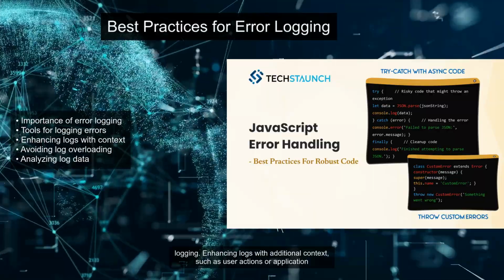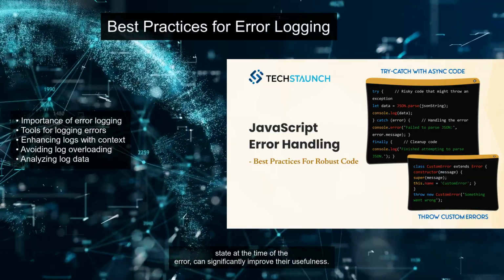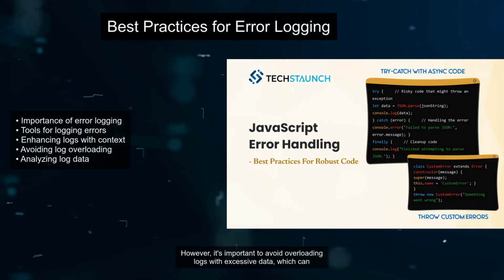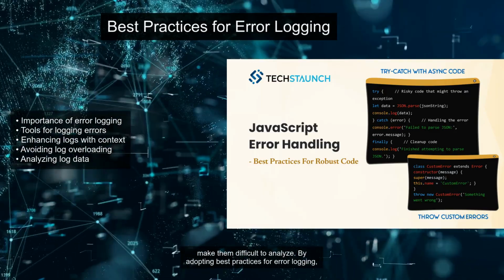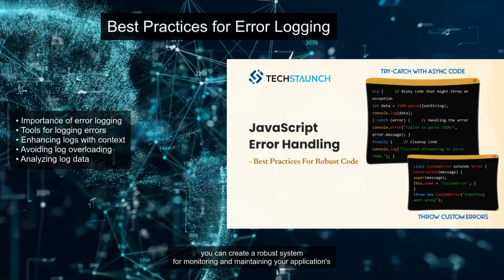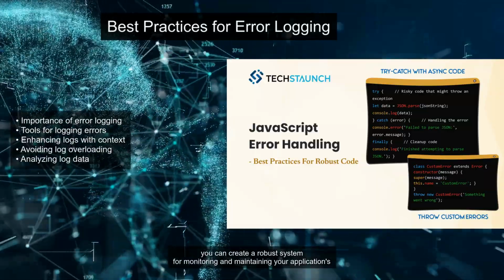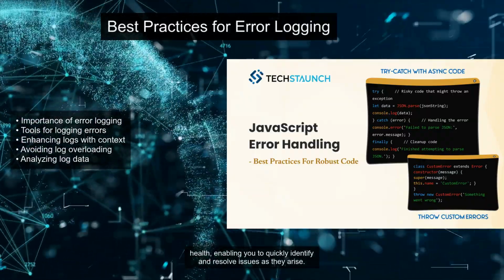logging. Enhancing logs with additional context, such as user actions or application state at the time of the error, can significantly improve their usefulness. However, it's important to avoid overloading logs with excessive data, which can make them difficult to analyze. By adopting best practices for error logging, you can create a robust system for monitoring and maintaining your application's health, enabling you to quickly identify and resolve issues as they arise.